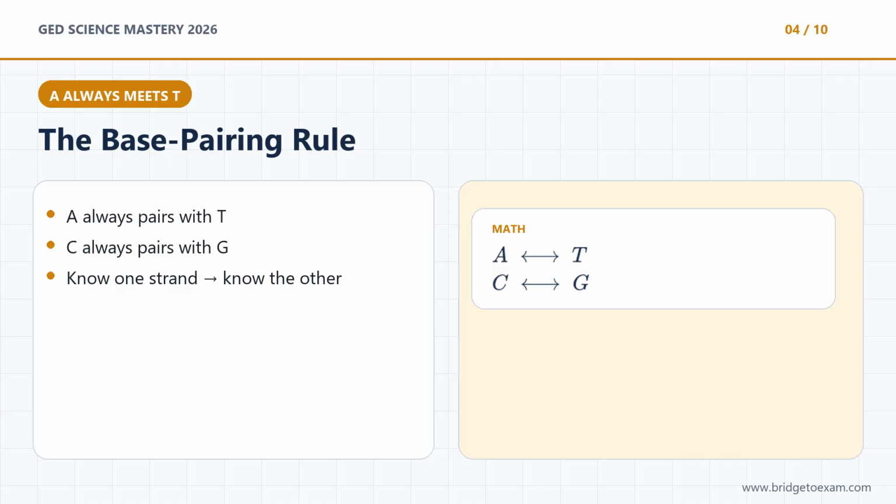Here is the single most important rule in this session, and it never changes. A always pairs with T, and C always pairs with G. That is it. A with T, C with G. Because the pairing is fixed, if you know the letters on one strand, you can always figure out the other. A handy memory hook is to think of the pairs as AT and GC. Whenever base pairing feels shaky, just whisper AT, CG. You will use this rule constantly.